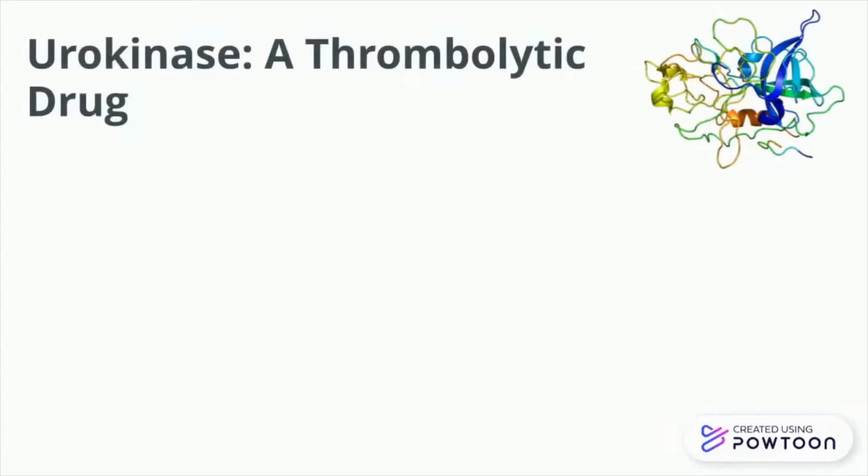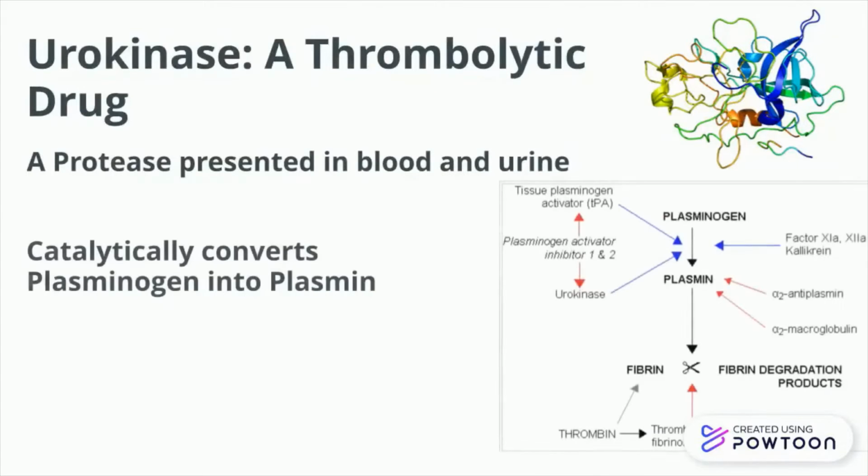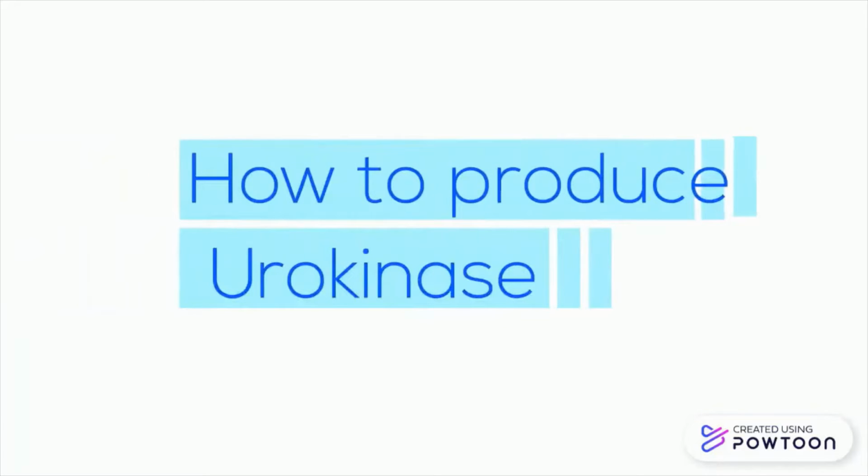Believe it or not, a chemical existing in your urine can actually save you from thrombosis. This chemical is called urokinase. Urokinase is an enzyme present in the blood and urine. It can catalyze plasminogen into plasmin, and plasmin, another enzyme, can degrade and remove blood clots to restore normal blood flow. After learning the usage of urokinase, let's jump to the section on how to produce urokinase industrially.